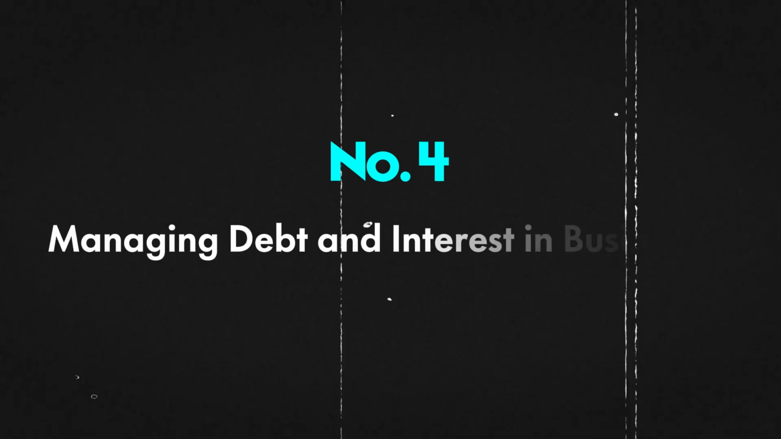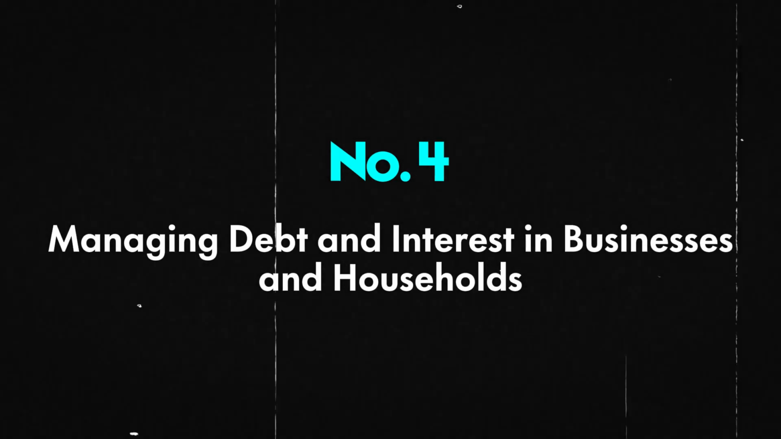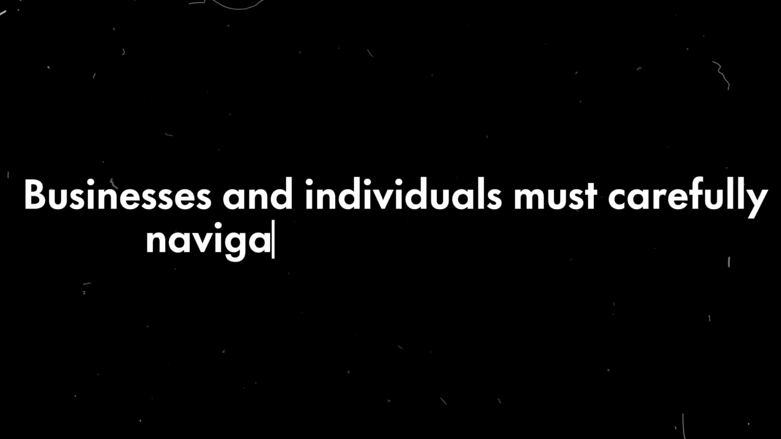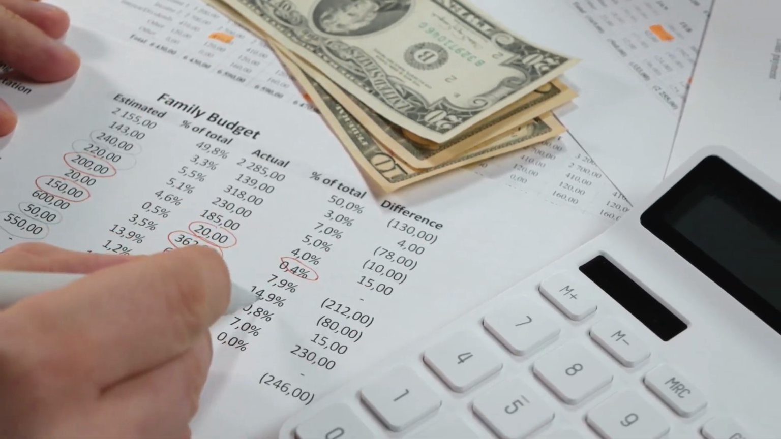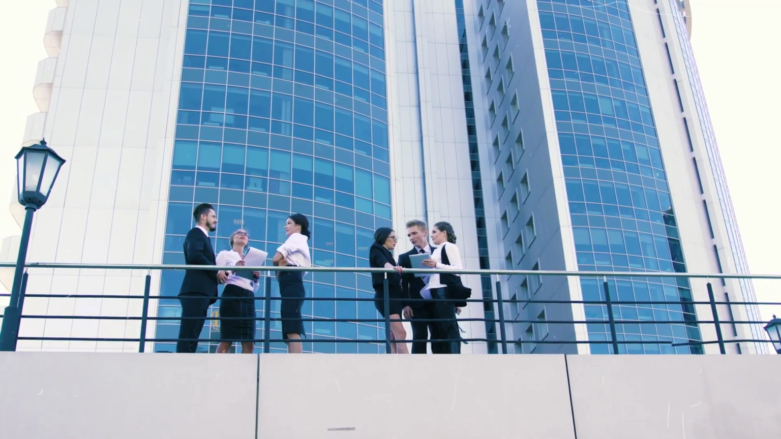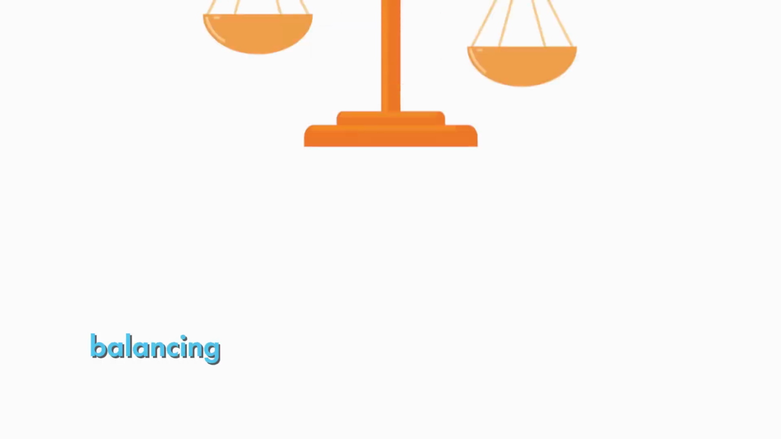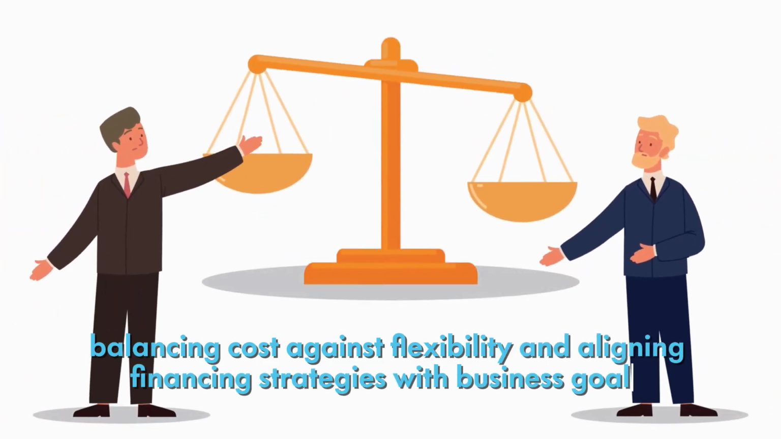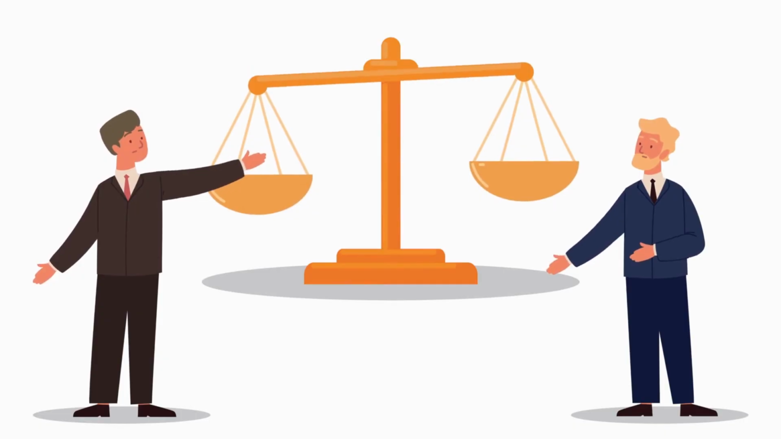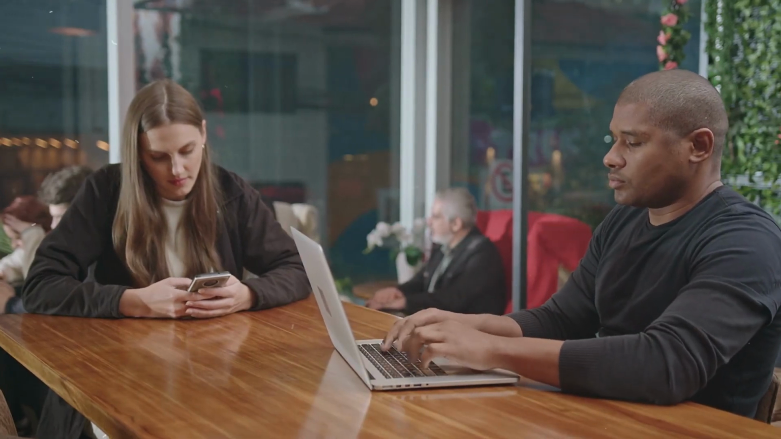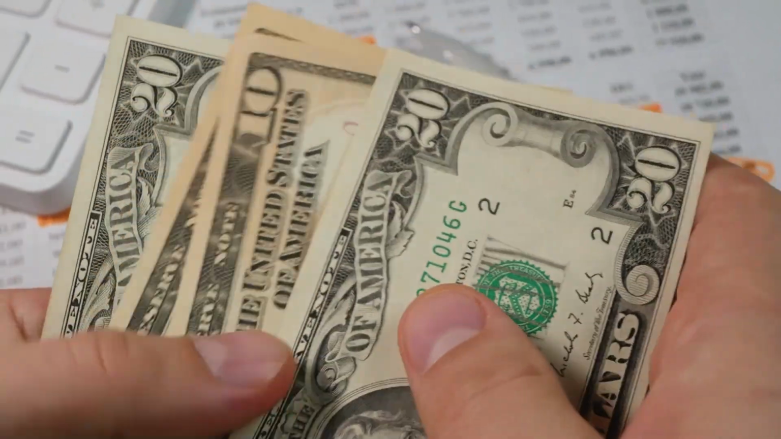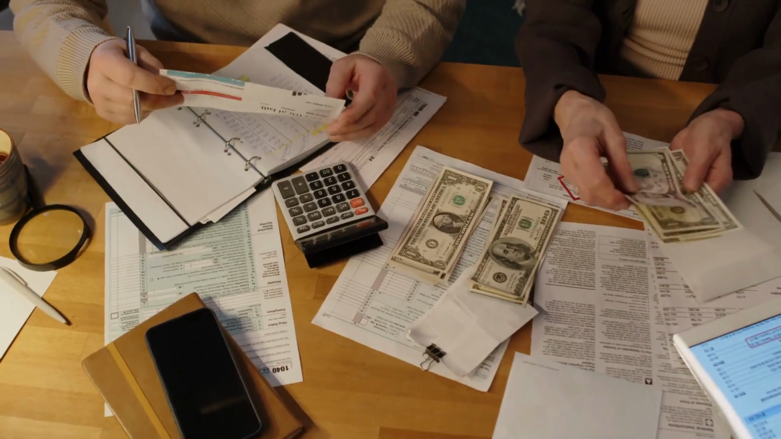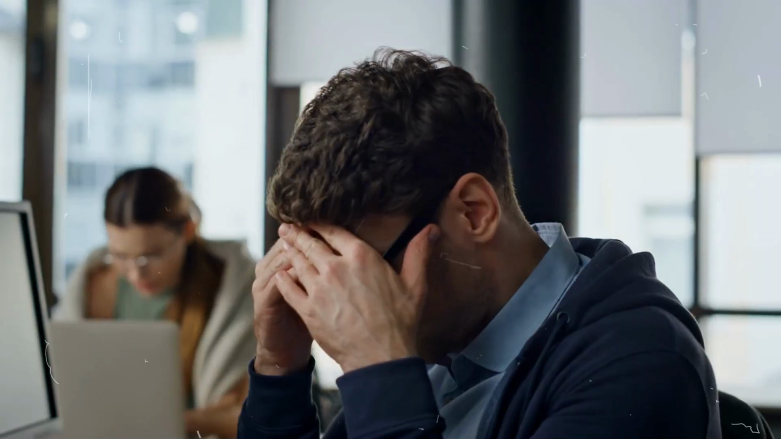4. Managing debt and interest in businesses and households. Businesses and individuals must carefully navigate financing options, balancing debt and growth with long-term financial stability. Companies need to assess whether to finance projects through debt or equity, balancing cost against flexibility and aligning financing strategies with business goals. Similarly, individuals must manage personal debt by choosing appropriate loan types, keeping repayment schedules in check, and avoiding excessive debt accumulation. Mismanaging debt can lead to liquidity crises for businesses and financial strain for individuals, leading to defaults or business failures.